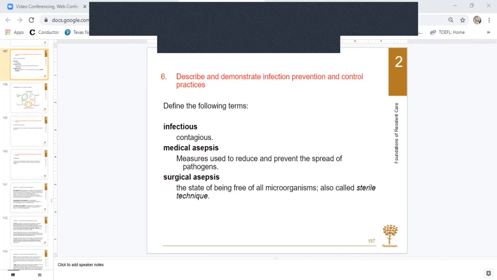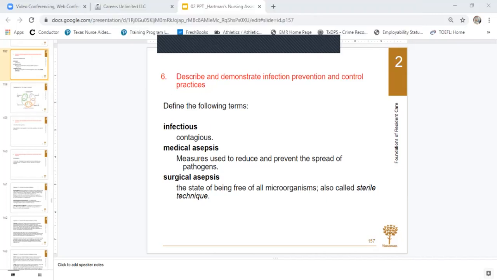So anyhow, you understand that there are these links in the chain of infection that you must understand, and to be able to break the chain, okay, stop the spread of infection, we have to follow some practices, okay?